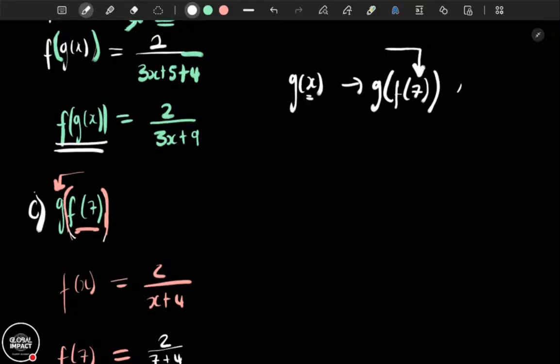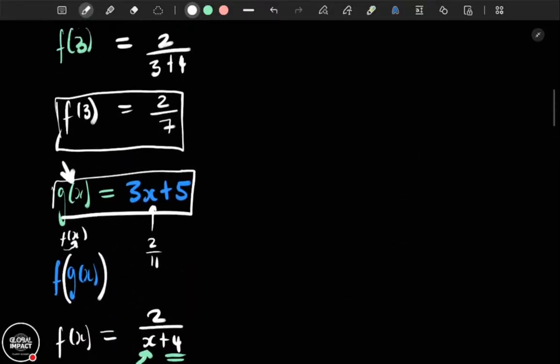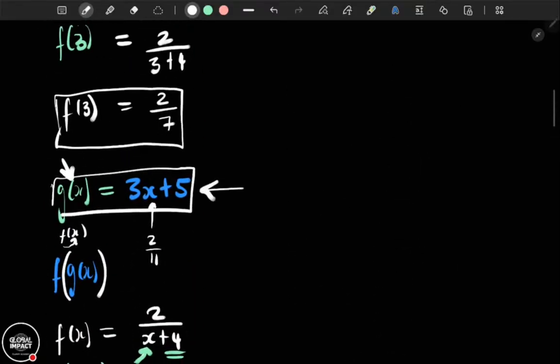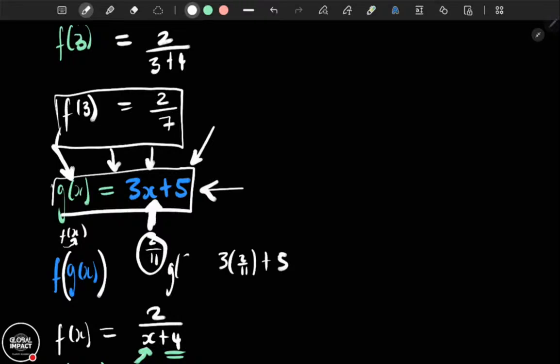Okay, Melissa, I see you. Well done. Can you go up so I can see what the function of G is? Okay, G is 3x plus 5. Wherever there is x, that's where we put 2 over 11. So it became 3 of 2 over 11 plus 5, because where there was x, that is where we put our 2 over 11. That is the G of 2 over 11. So we found it.